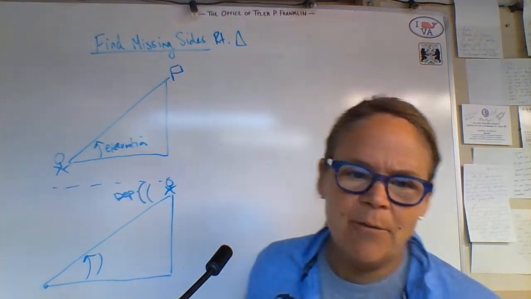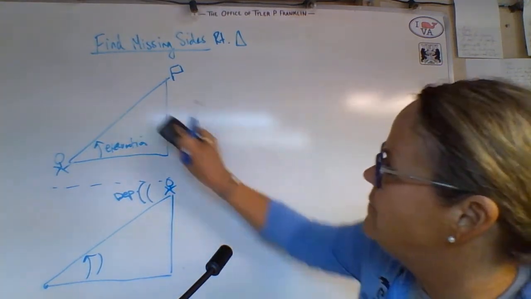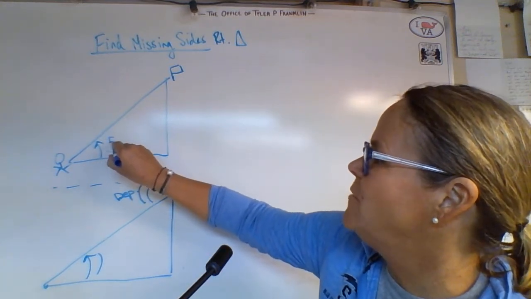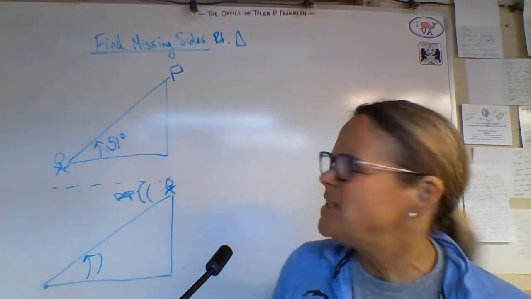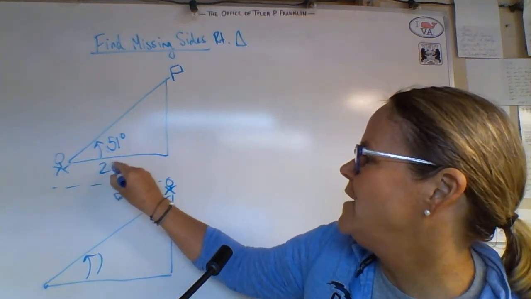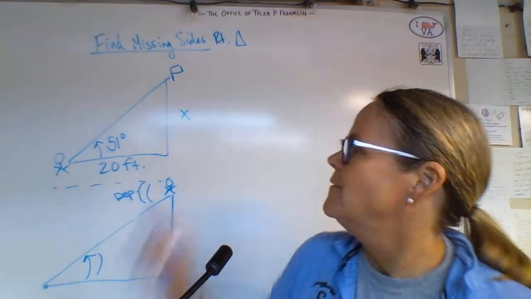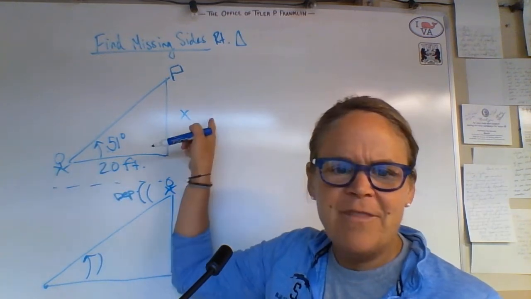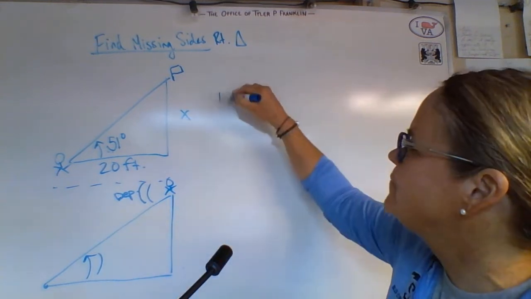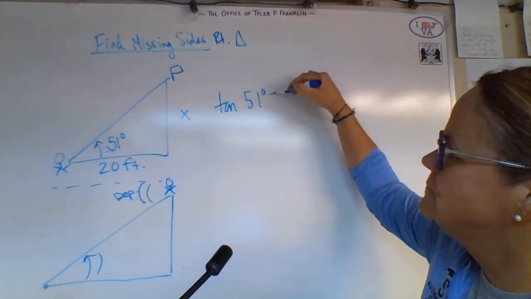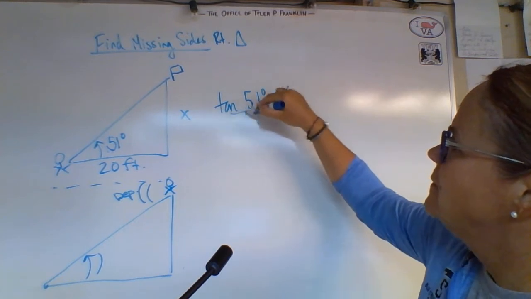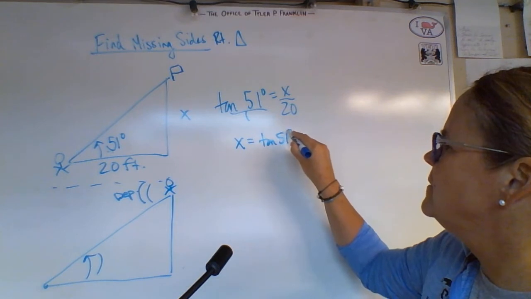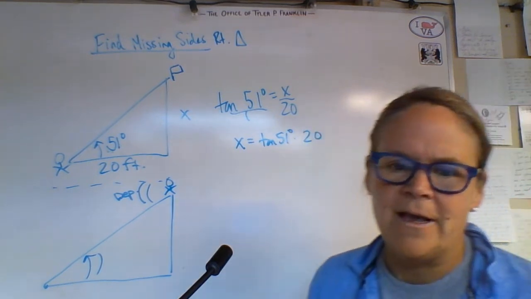I'm looking at the flagpole. My angle of elevation is 51 degrees. I'm standing 20 feet away from the flagpole. How high is the flagpole? I look at that angle. That's opposite. That's adjacent. I set up tangent. I cross multiply. X is the tangent of 51 degrees times 20.